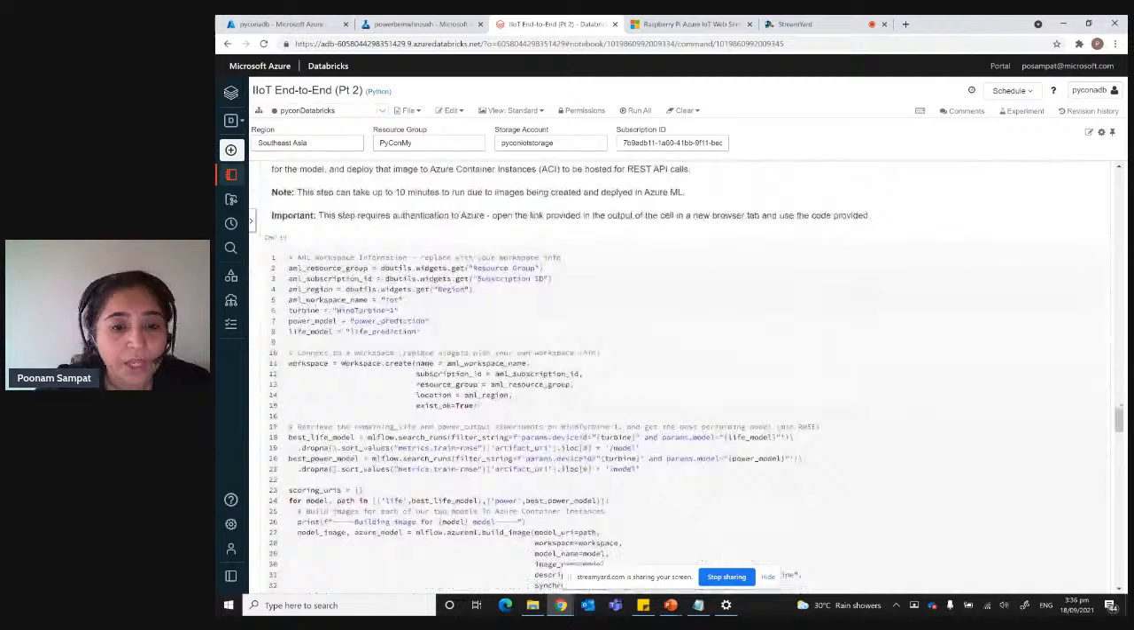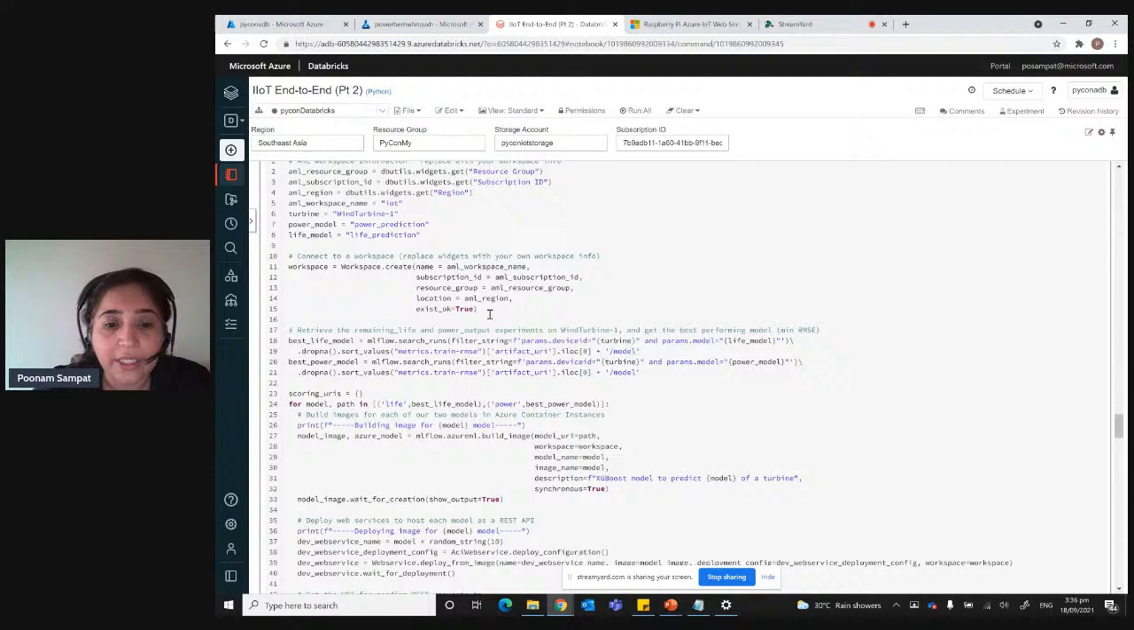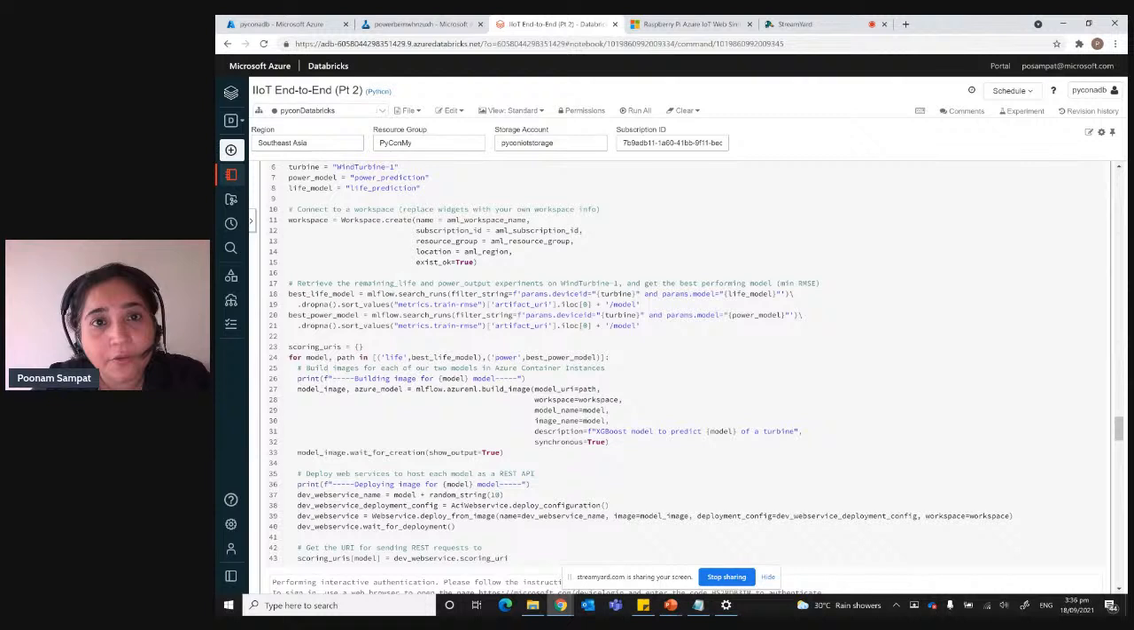This is how you connect to an Azure Machine Learning instance. And I've just deployed the model. Now, what does deploy the model mean? It will actually create an endpoint for me so that I can go and test my model. That is, I can provide new inputs and call the model.